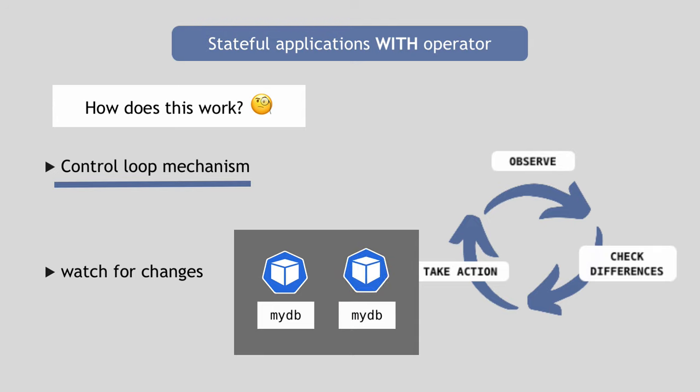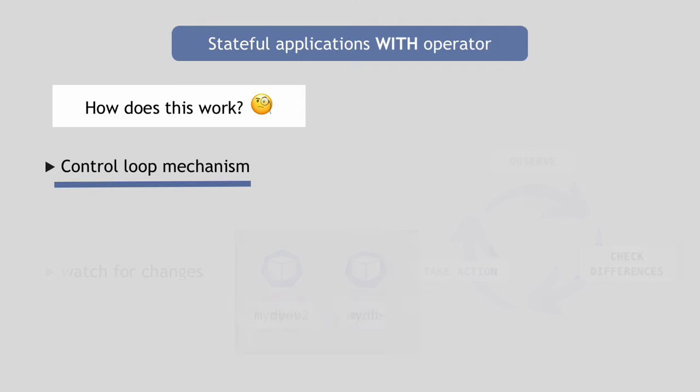Did an application configuration change? It applies the up-to-date configuration. Did the application image version get updated? It restarts it with a new image version. So you can think of an operator as a custom control loop in Kubernetes.